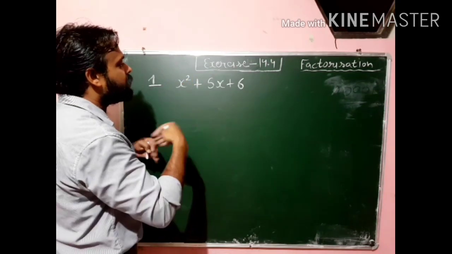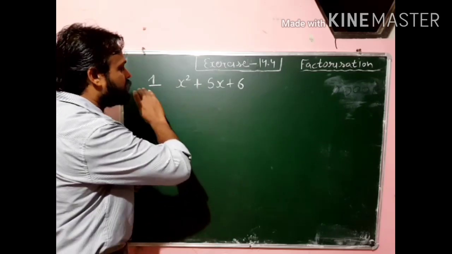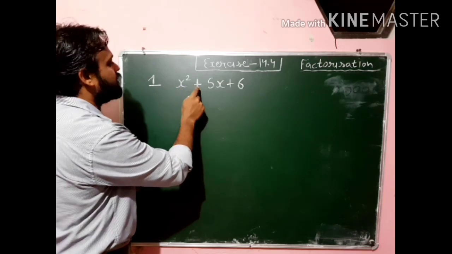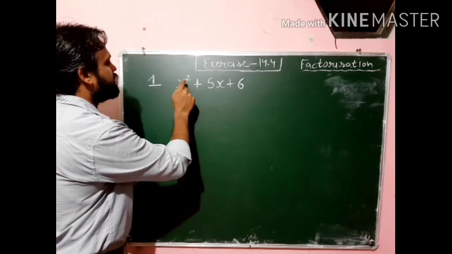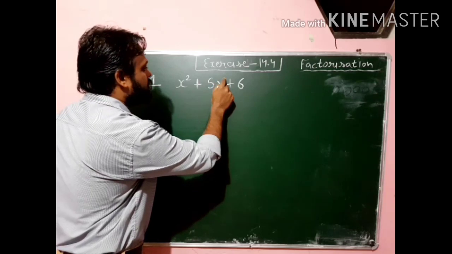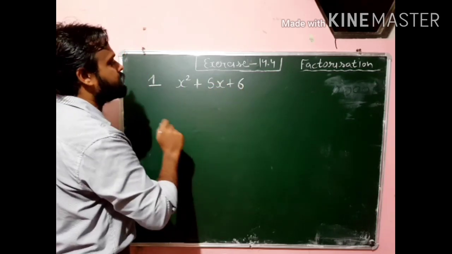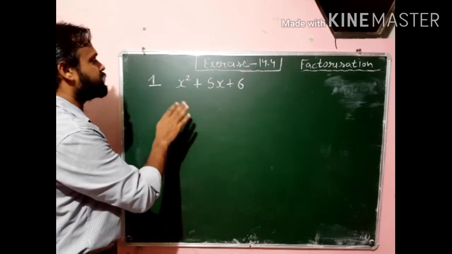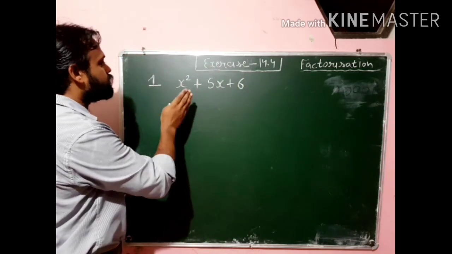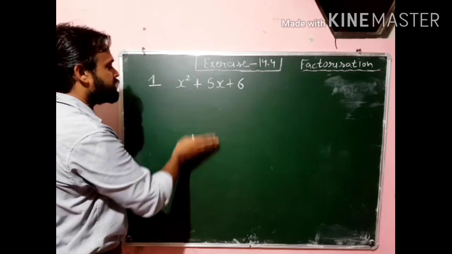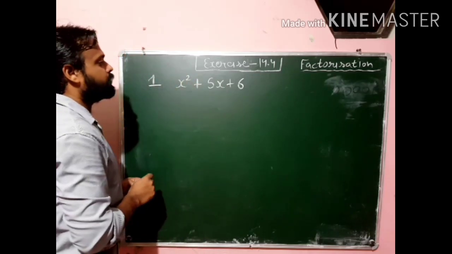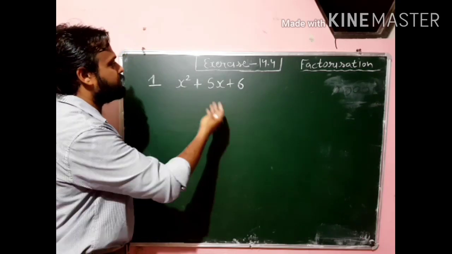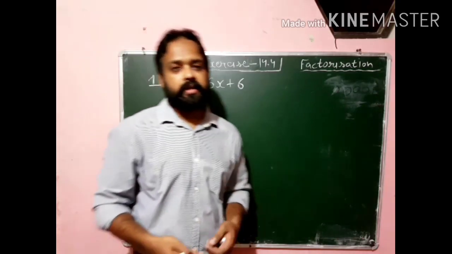In all the sums which we are going to solve under this exercise, this kind of polynomial is given to us. In x square plus 5x plus 6, the power is 2, then the power of the variable is 1, and then the power is 0, because the constant term has a variable whose power is 0. So polynomials of degree 2 are given to us and we have to factorize them. I hope this is clear to you. All the sums given in this 14.4 exercise are of the same type.